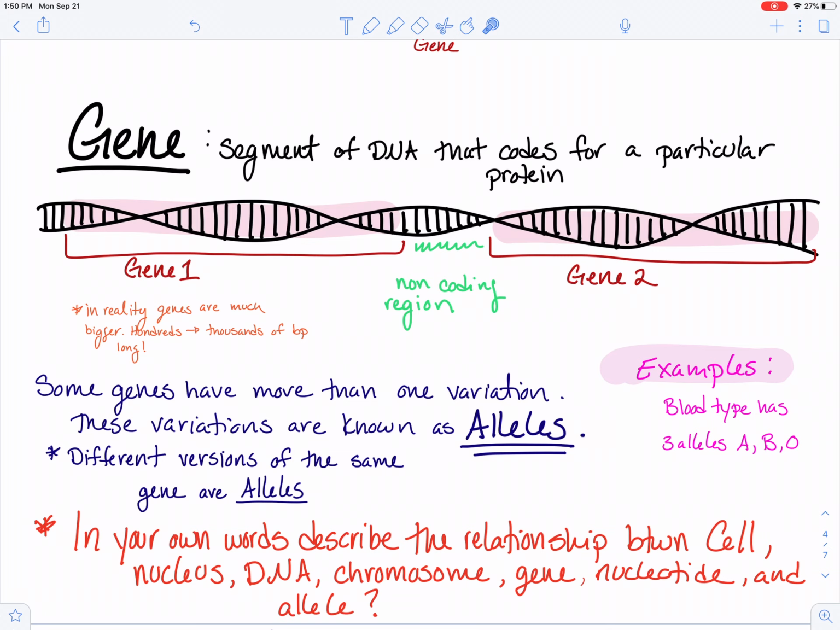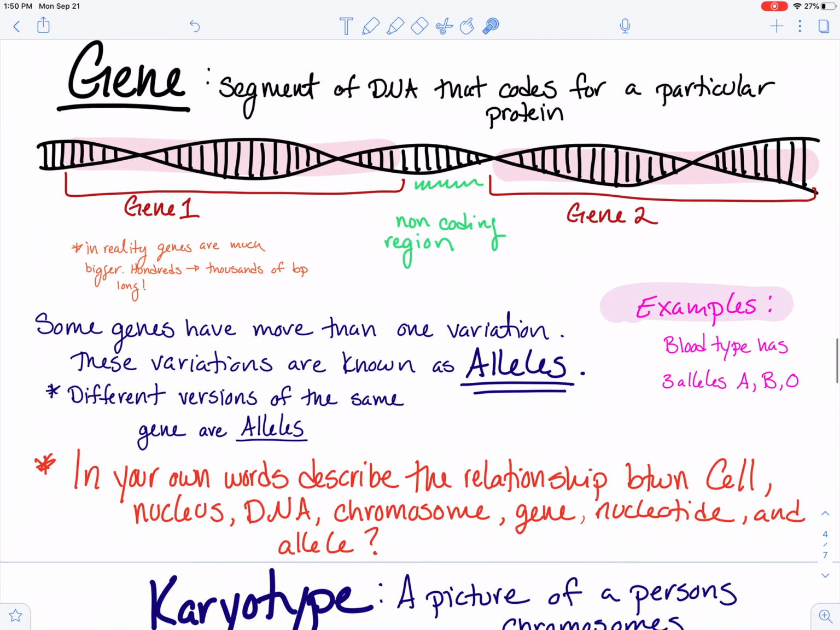So what I'd like you to do is, based off of what I've just covered and what you previously knew, in your own words, try to describe the relationship between a cell, the nucleus, DNA, chromosome, gene, nucleotide, and allele. It does not all have to be in one sentence. I'm going to guess that it's going to take 3 or 4 sentences in order to describe the relationship between all of these.